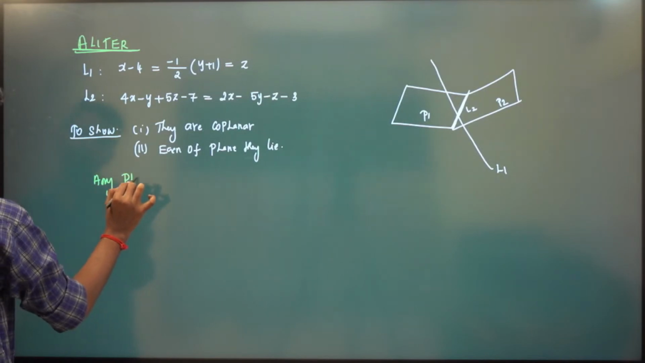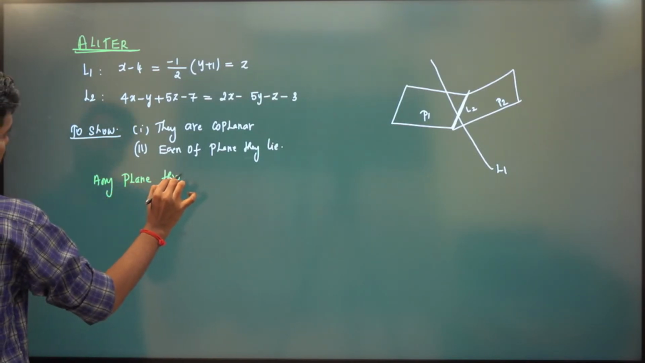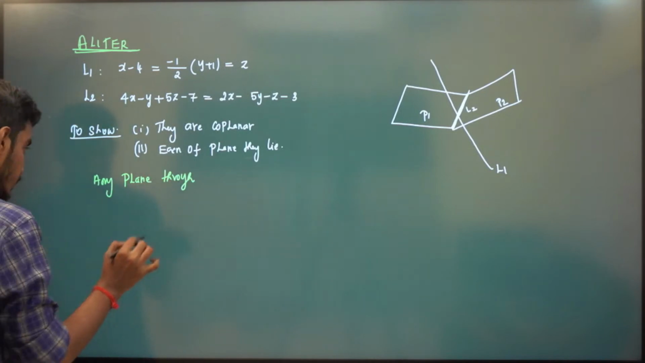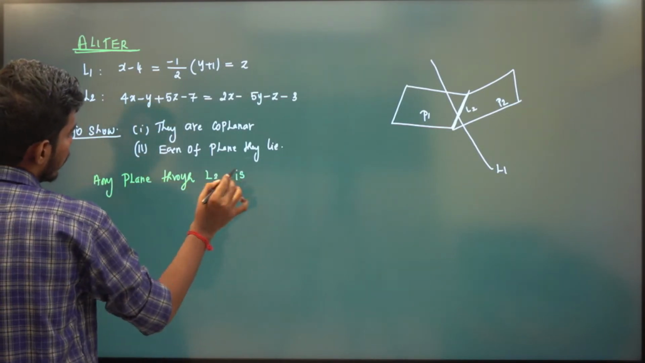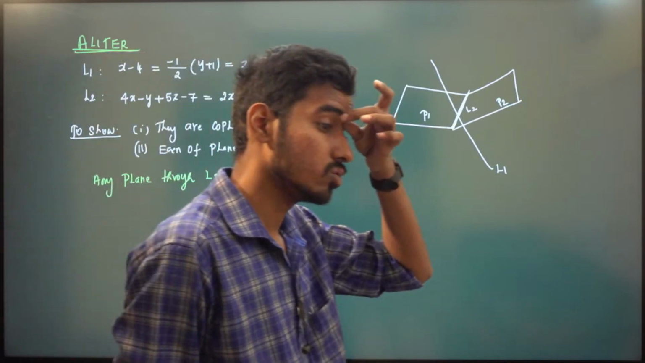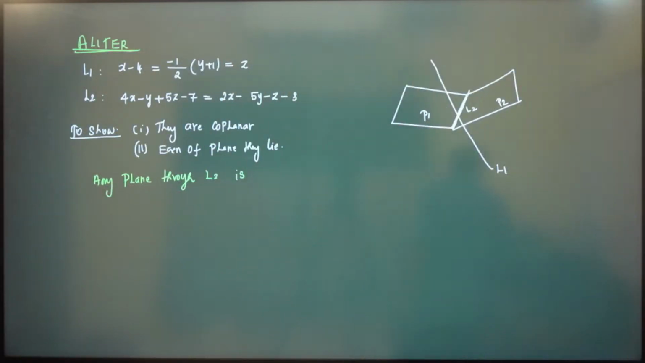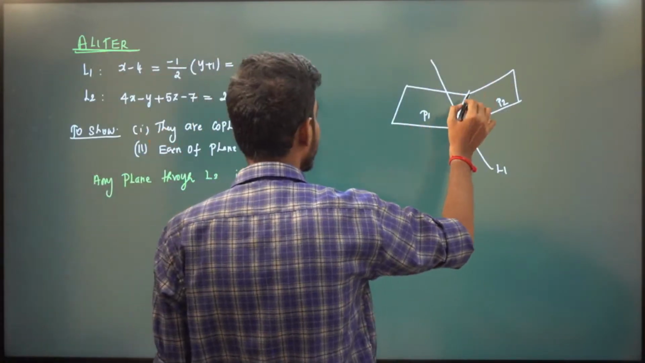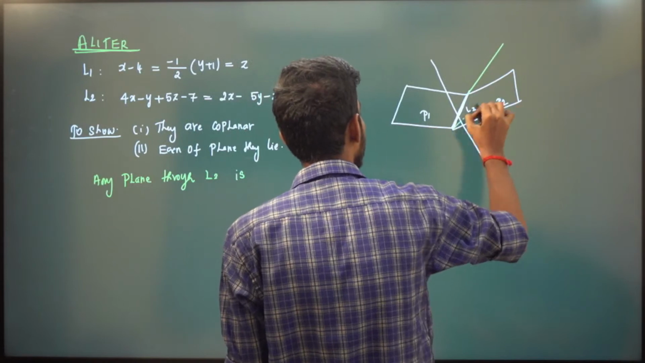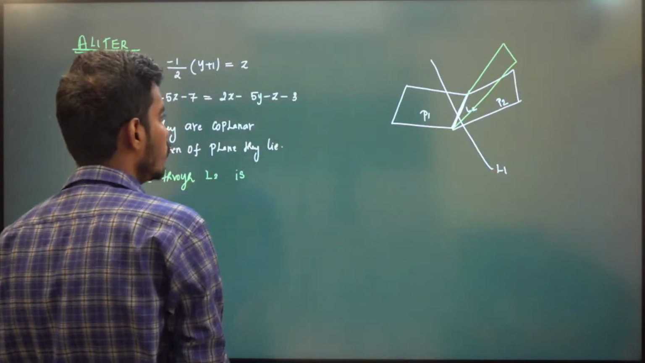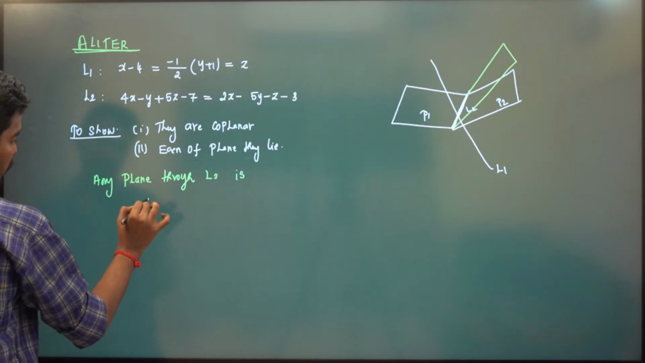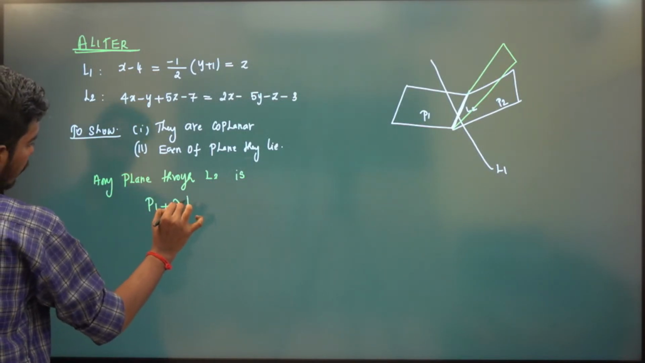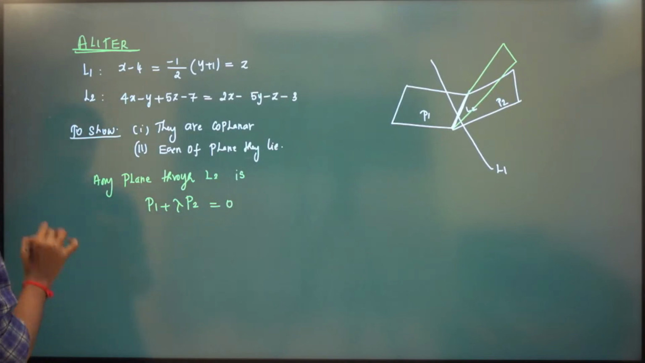So any plane through L2 is given by, what is the equation of a plane through L2? You already know, right? What is the equation of a plane passing through the line of intersection? It is P1 plus lambda P2 is equal to 0, right? So the equation of a plane through L2 is P1 plus lambda P2 is equal to 0. This we already know, right?